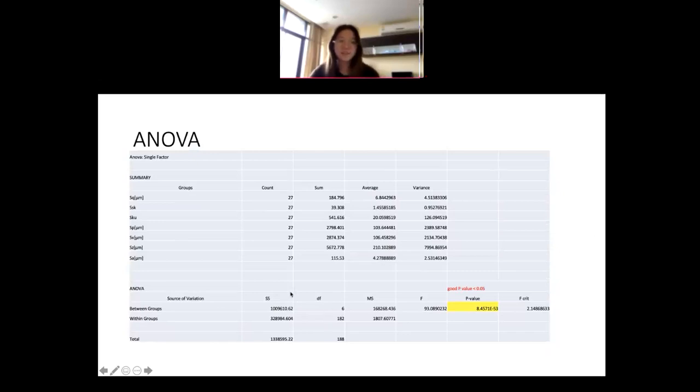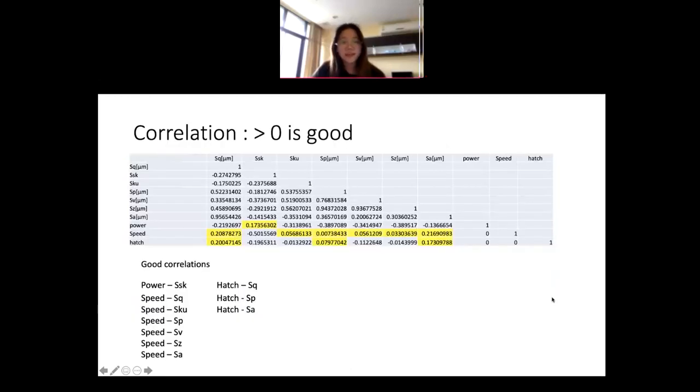And with that data, I did ANOVA analysis, and I found that with ANOVA, the p-value is really low, the yellow one, and it means it's a good p-value because it's less than 0.05. And then I also did correlation.